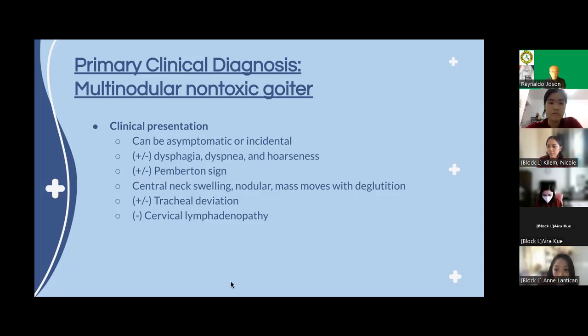So, if malaki din yung mass natin, pwedeng nagkakaroon din ng tracheal deviation, pwedeng right or left. And then yung na-mention din ni April earlier na Pemberton sign, which is when you ask the patient to raise both his arms, nagkakaroon siya ng facial flushing, and this is indicative of increased pressure sa thoracic inlet. Lastly, notable na walang cervical lymphadenopathy dapat na present if we suspect more benign causes of thyroid masses.